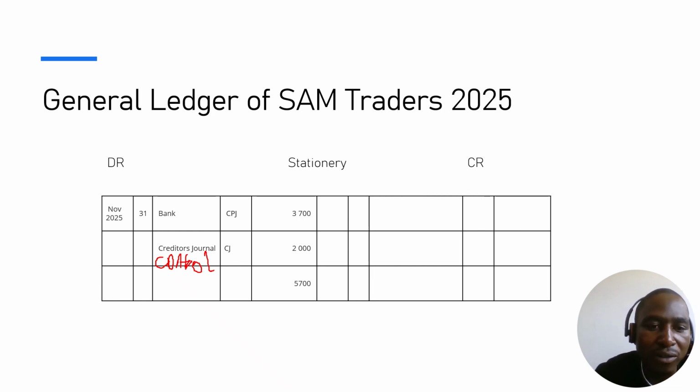And I hope everyone will listen to this and see how we do the general ledger, because general ledger always has higher marks in your test, so you need to know general ledger.